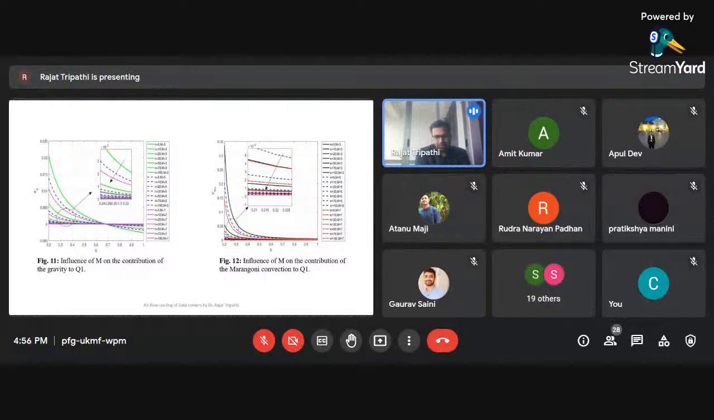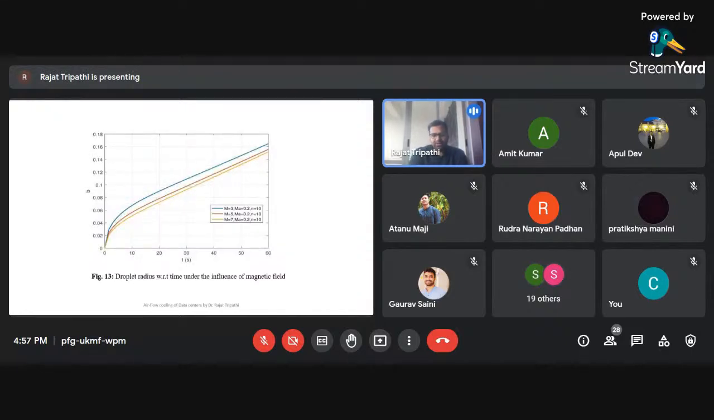We see from these two graphs that when the magnetic field increases, this is the contribution of gravity to volumetric flux. With an increasing magnetic field, the gravitational contribution decreases, whereas the contribution due to Marangoni convection also decreases. So we can think of the magnetic field as a controlling parameter. Whenever the experiment is performed, we can control the motion of the bubble, and the contribution of gravity and Marangoni convection, just by varying the magnetic field.